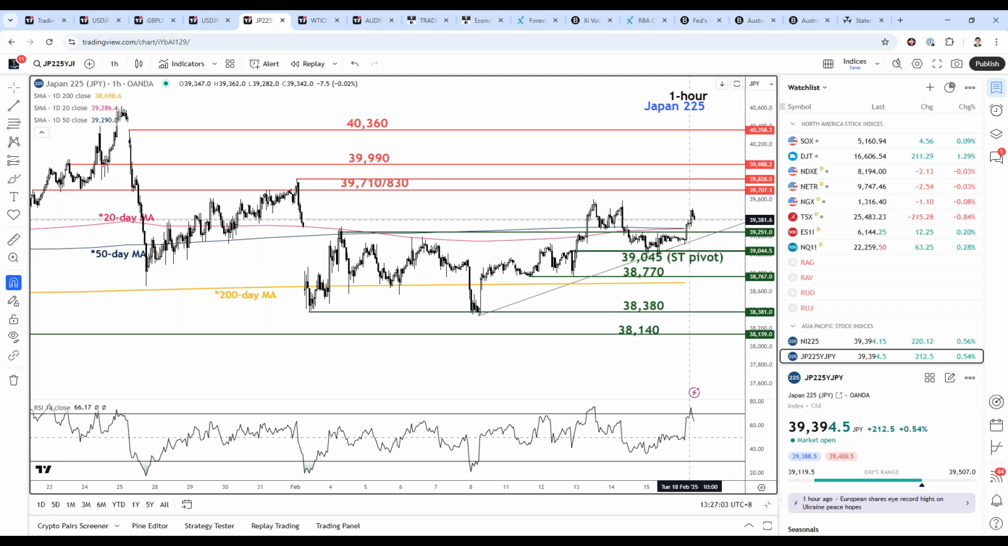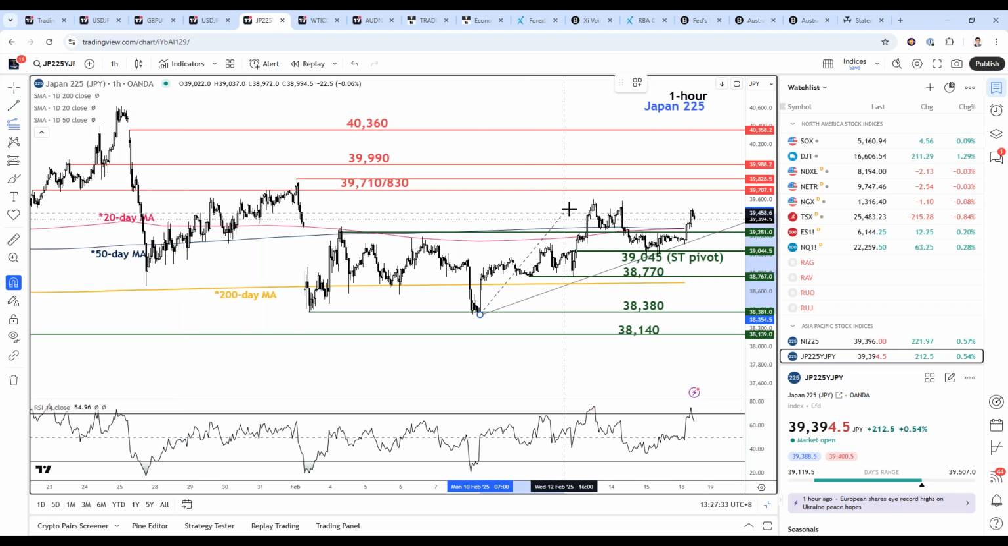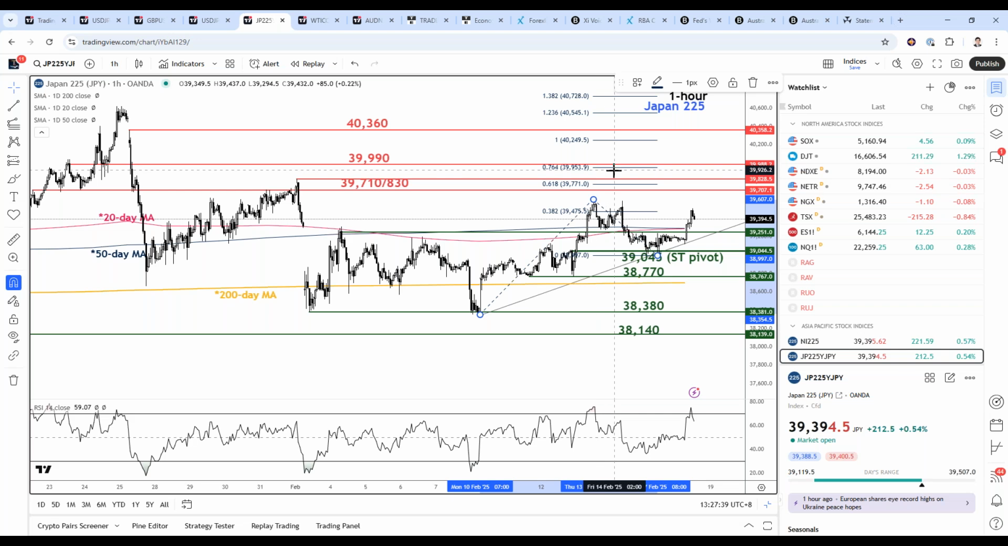So as long as this pullback doesn't surpass below 39,045, we will flip to an intraday bullish bias within a medium-term sideways range configuration. Next near-term resistance zone to watch will be 39,710 slash 830. Above it potentially sees 39,990, which is the minor congestion area of 23rd of February and 24th of January, and also a Fibo extension cluster in this ongoing push-up. As I projected, from here push it down to yesterday's Asia session low, that also corresponds to the 0.76 Fibo extension as well.